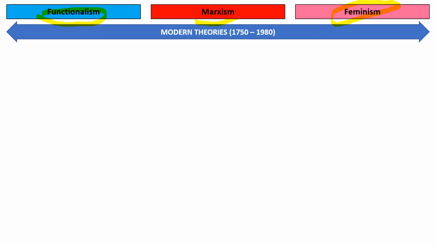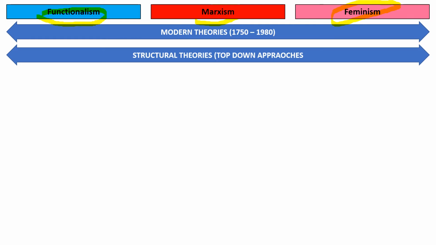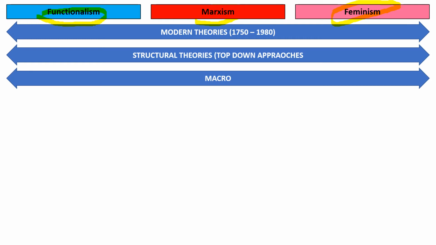Now, the first thing about all these theories is they are modern approaches to sociology. So they all exist within the 1750s to 1980s window. So they are modern perspectives. Functionalism and Marxism are probably at the earlier end of this timescale, feminism towards the 60s and 70s, but all essentially modern perspectives. They're all structural approaches to the family. So again, they all take a top-down approach, looking at how society influences us, and they are also all macro approaches. So again, looking at the whole of society from this perspective.